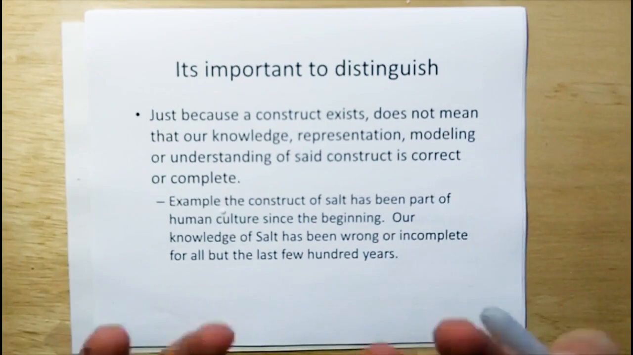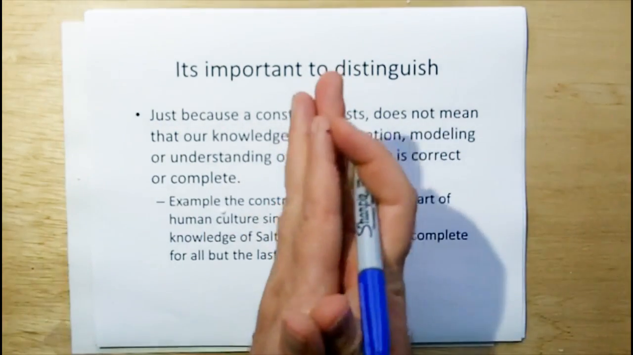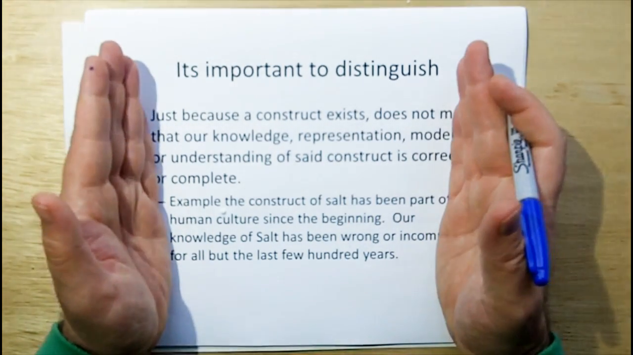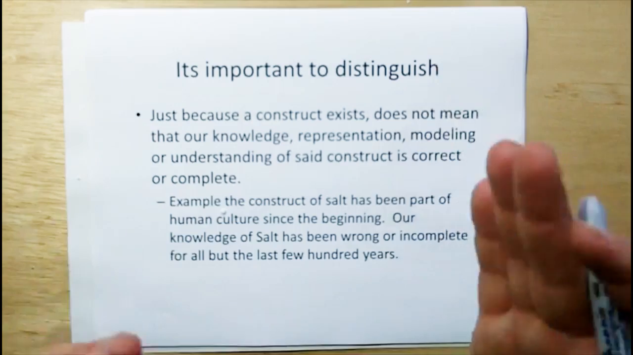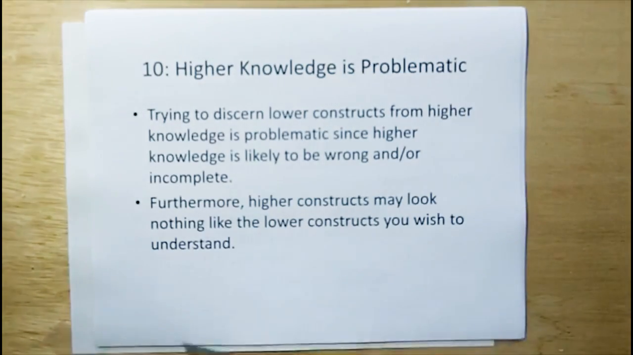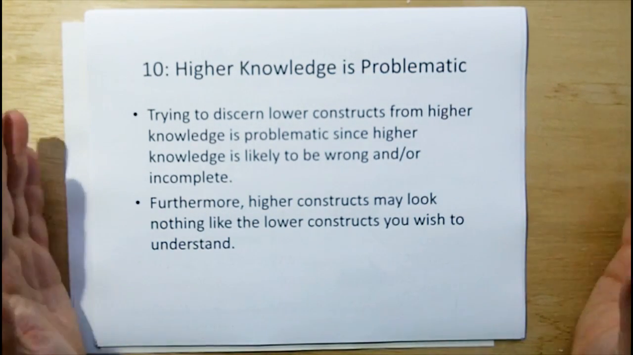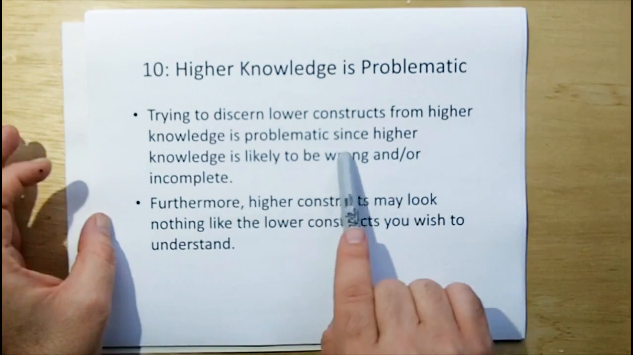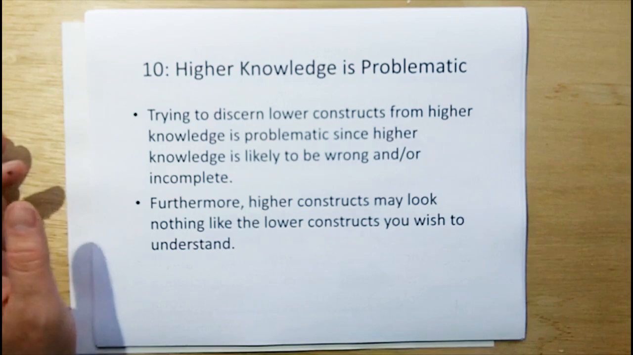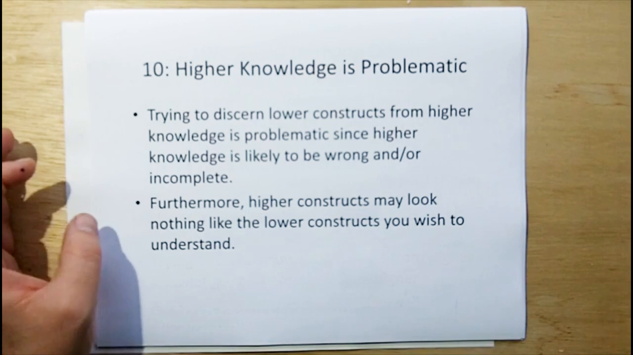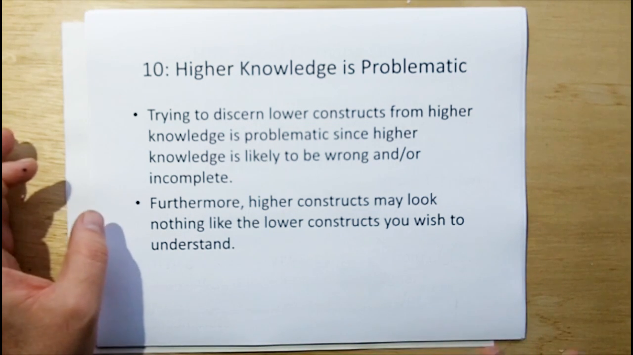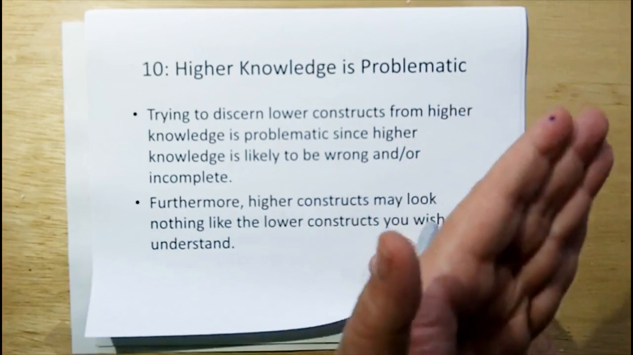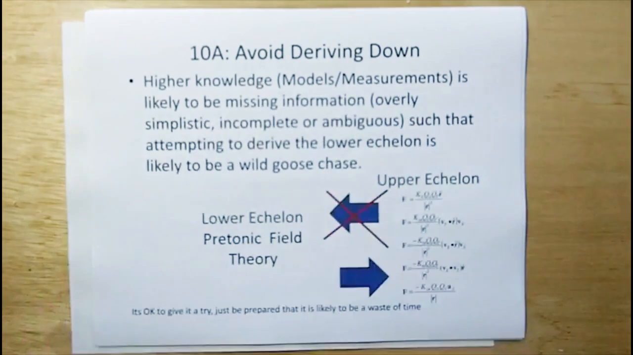We get into these arguments because we have melded the two together. We think that our knowledge is complete and therefore a perfect representation of the construct. That is not necessarily true, and that's what gets in our way sometimes. That's why higher knowledge is problematic. Trying to discern the lower level constructs from higher knowledge is problematic, since higher knowledge is likely to be wrong and/or incomplete. Furthermore, higher constructs may look nothing like the lower constructs you wish to understand. So your knowledge of the higher construct isn't going to help you discern the lower construct.